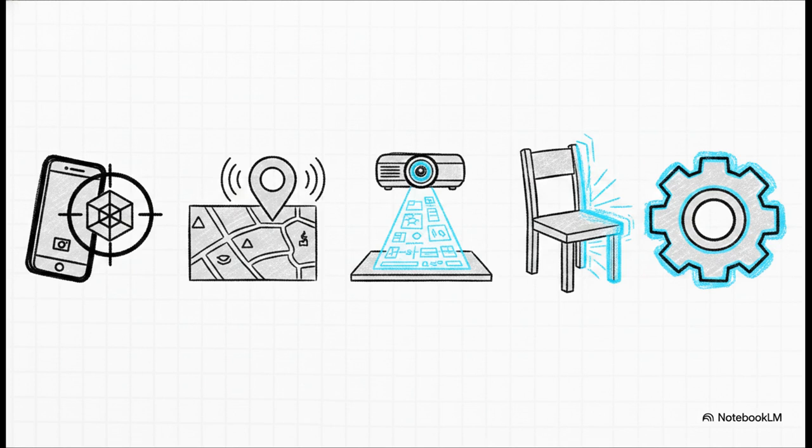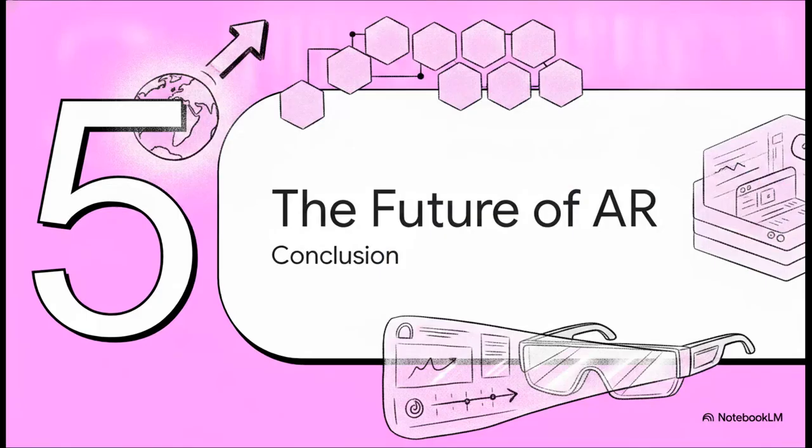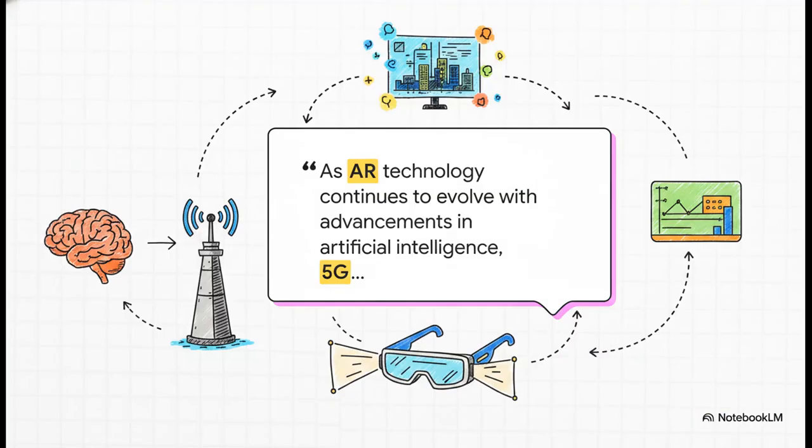This highlights the edges of physical objects, which turns out to be absolutely crucial for things like industrial inspections or complex medical imaging. And finally, Section 5, the future of AR. Let's wrap this up. Our source material leaves us with this really essential summary. As AR technology continues to evolve with advancements in artificial intelligence, 5G, and wearable devices, its applications will expand further.